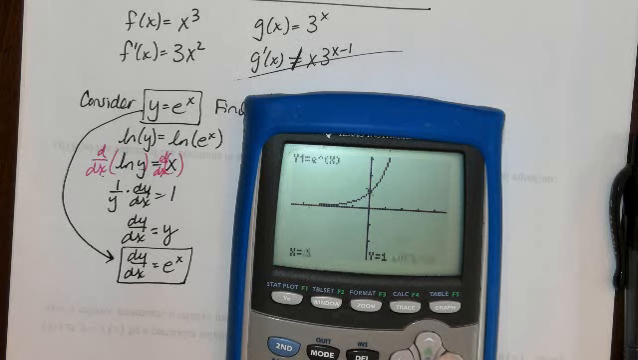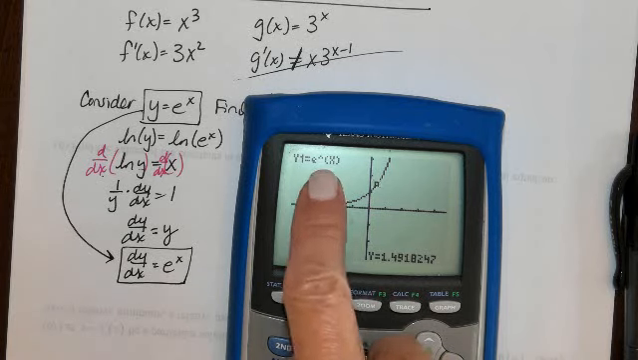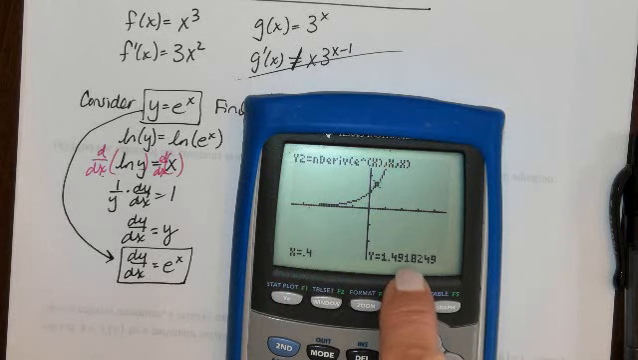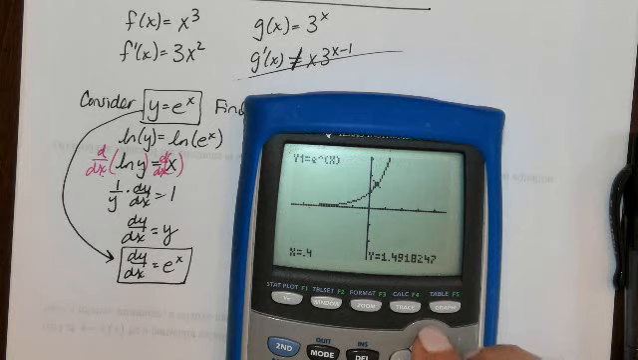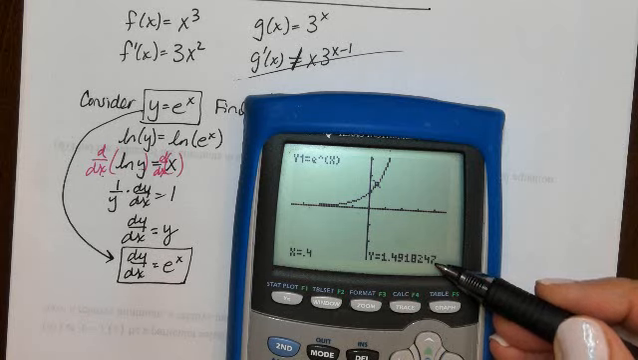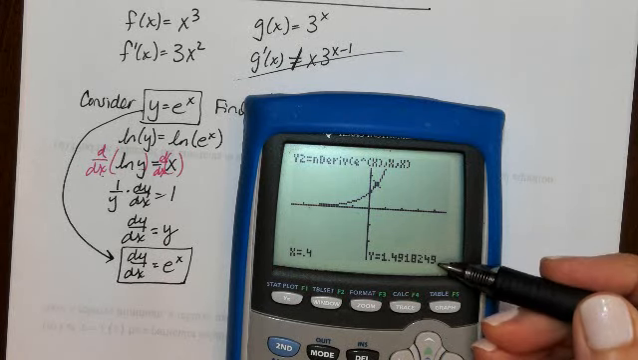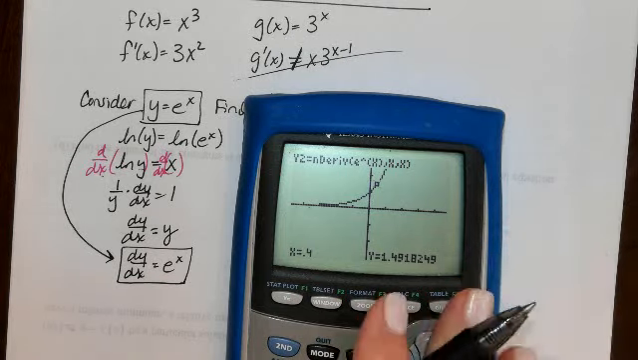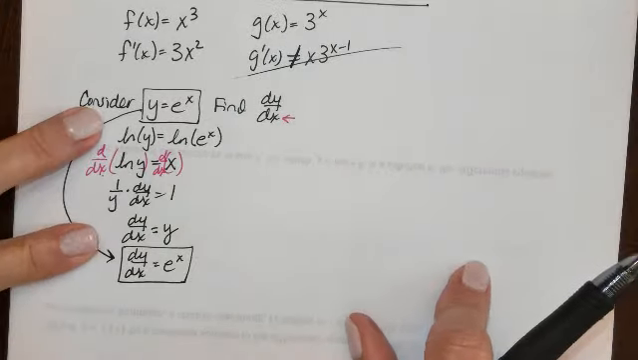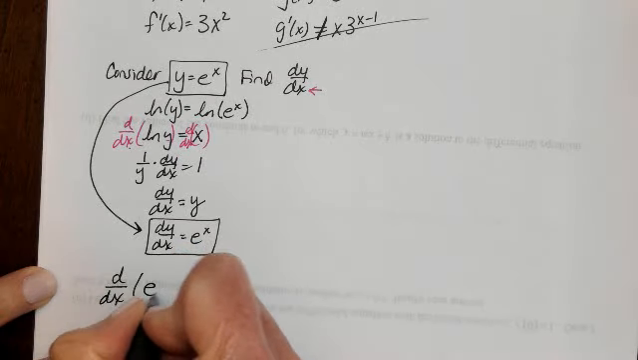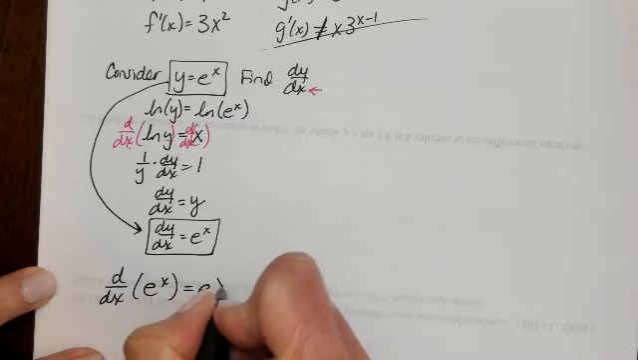If we trace, here we are at e to the x. If I go down to the other graph, does the y change as I go up and down? Does the y change? It does, but very, very slightly, and that's just that error in the numerical derivative that it's finding, okay? So this is true. The derivative with respect to x of e to the x is e to the x.